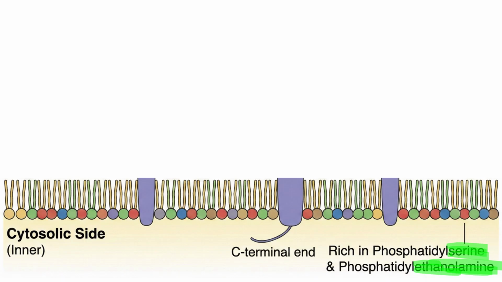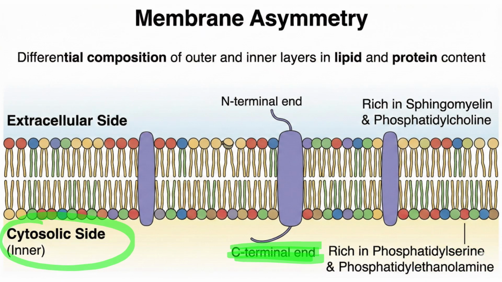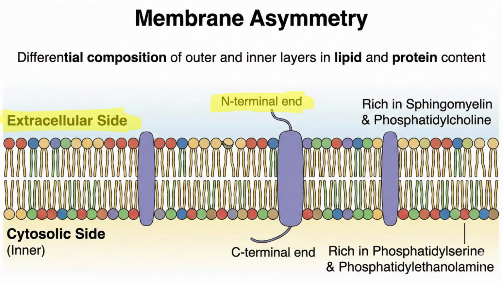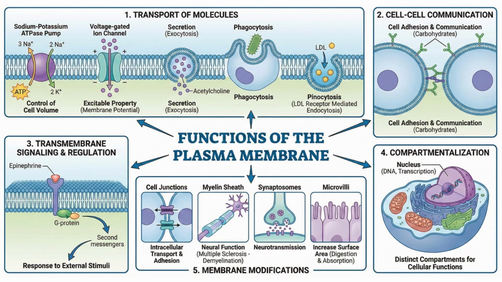Now coming to the proteins. Regarding the protein content, the inner layer contains the C-terminal ends of the proteins, and the outer layer contains the N-terminal end of the proteins. Now, coming to the functions of the plasma membrane, we have five major functions.